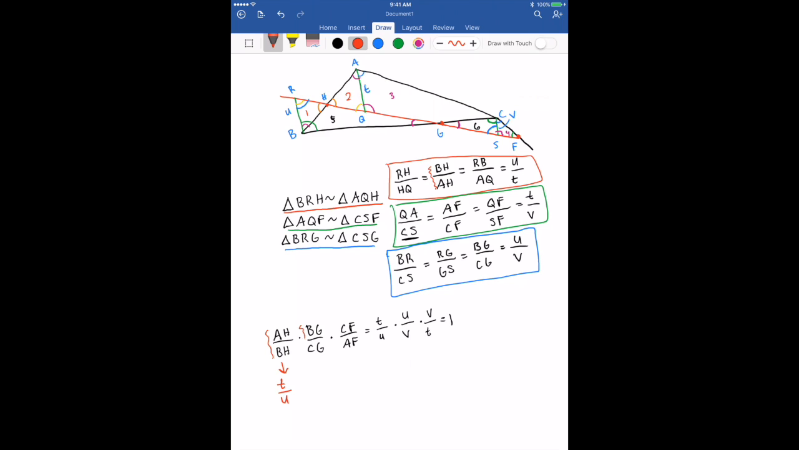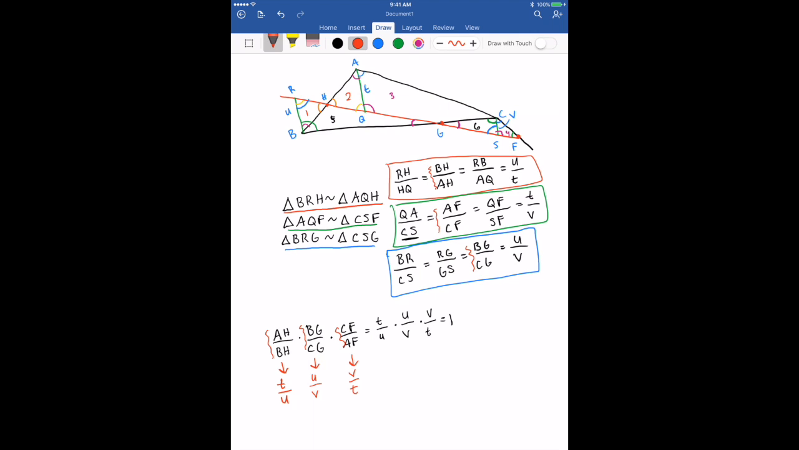Now if we look at BG and CG, we know that that is going to come from BRG and CSG being similar, and that ratio is going to be U over V. Okay, CF over AF is going to come from AQF and CSF being similar. And here we have it listed as AF over CF, so let's go ahead and flip that. So AF over CF is equal to T over V. So CF over AF is going to be equal to V over T.